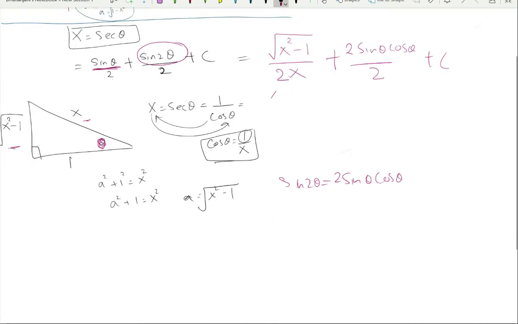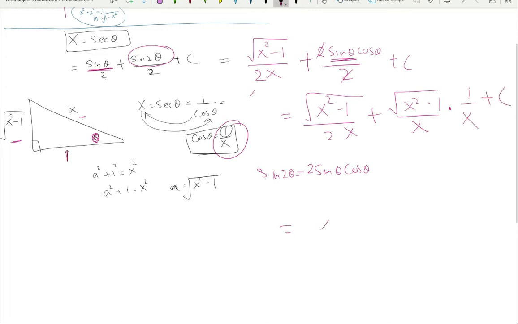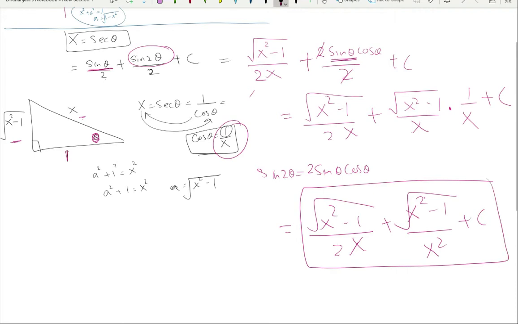Now this makes life easy, okay? So 2 cancel out, so this is square root x square minus 1 over 2x plus, what is now sine theta? We know that it's square root x square minus 1 over x. What is cosine theta? We know that it's 1 over x, adjacent over hypotenuse, 1 over x plus c. So let's simplify this a little bit just to make it look nicer. So we can write this as square root of x square minus 1 over x times x square plus c. Alright, so this is the final solution. So that's how you do it. That's how you convert your final answer in terms of x.